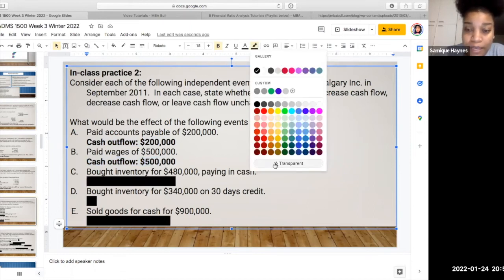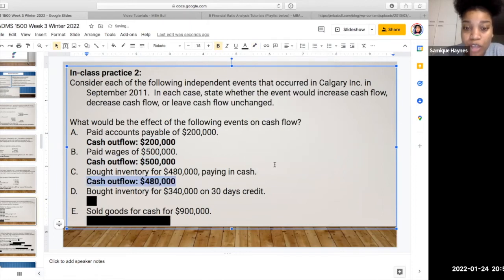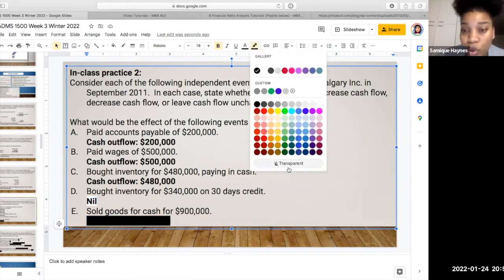Very good. What will happen if we bought inventory for $340,000 on 30 days credit? What will happen to cash flow? Unchanged. Nothing is going to happen to cash flow if we bought inventory on credit. Right? If you went and you bought a car and you told them you will pay later, does your cash go up? No change. Sold goods for cash for $900,000. That's going to cause our cash to go up.